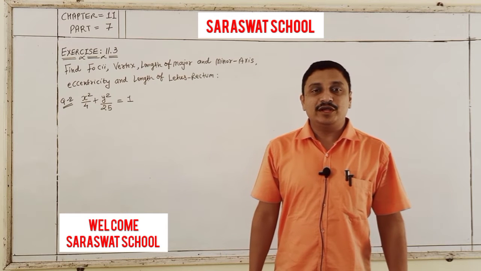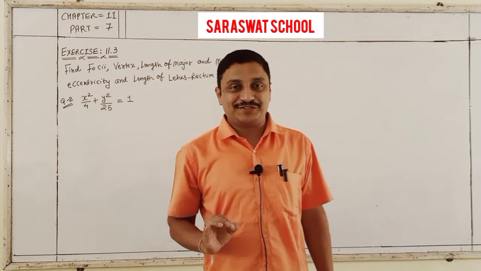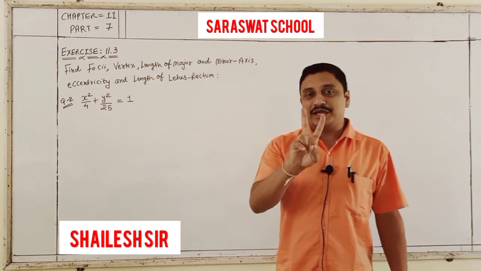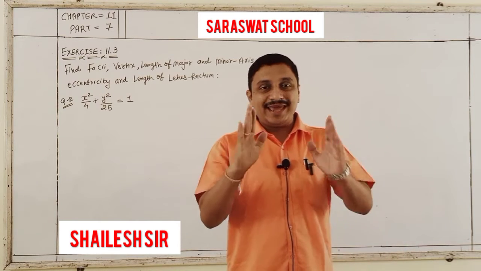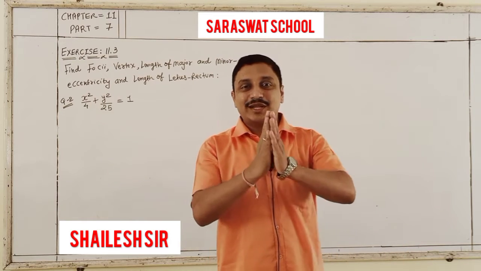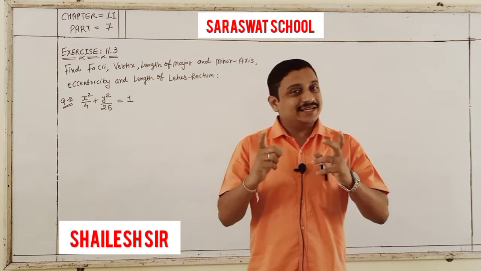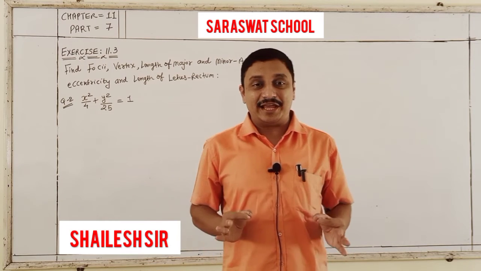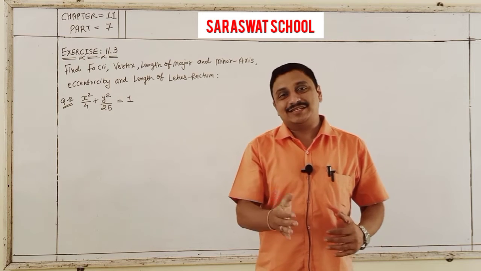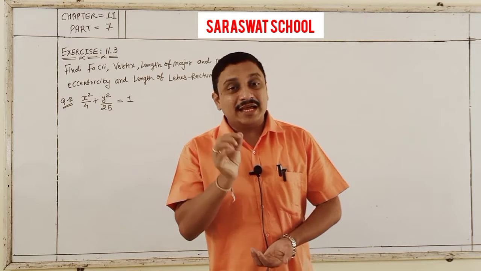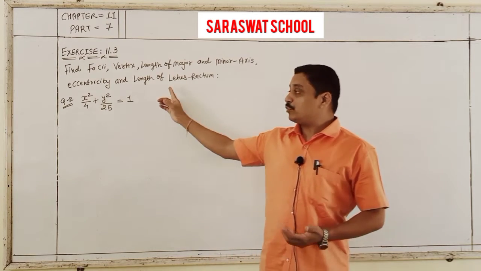Students, today we are going ahead with the parts of the ellipse. In the ellipse there are two cases. If A is more than B, then the line on the x-axis is the major axis, and if B is more than A, then the line on the y-axis is your major axis. And that is related to what is asked in Exercise 11.3.